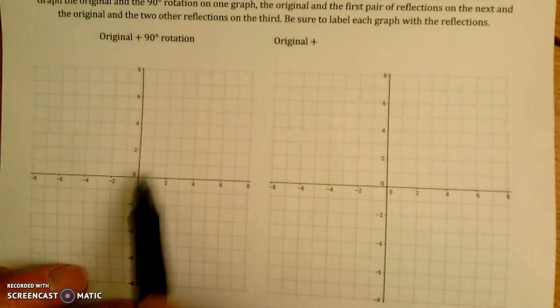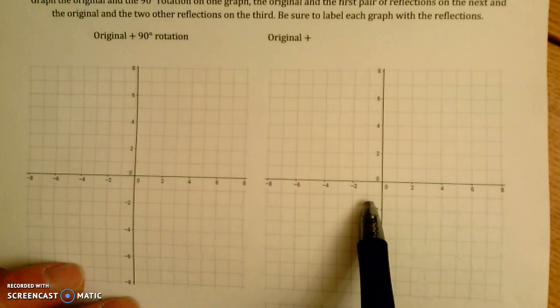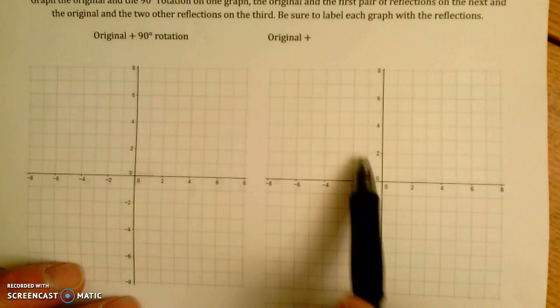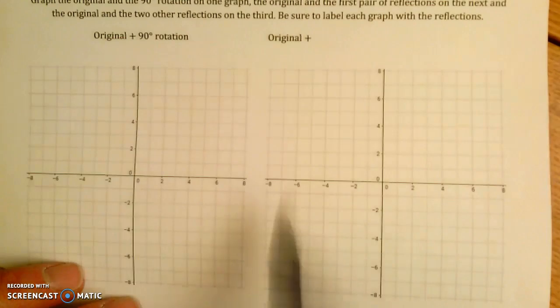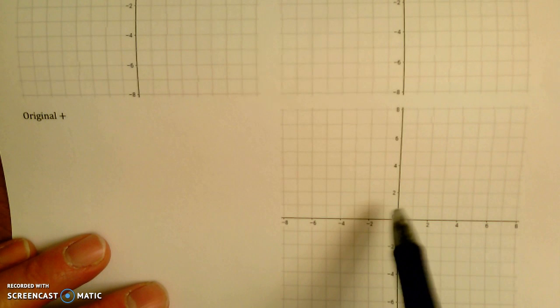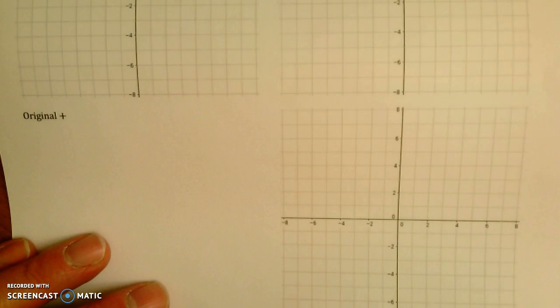And after that, you're going to go down here and you're going to graph the original triangle and its 90 degree rotation. And then you're going to graph the original triangle plus its two reflections. And you should write down what the two reflections are here. And then down here, graph the original triangle along with the two other reflections that also produce the 90 degree rotation. And write down what those two reflections are over here.